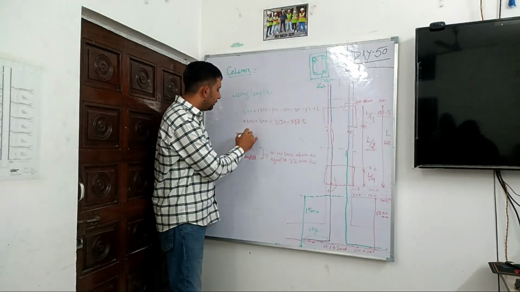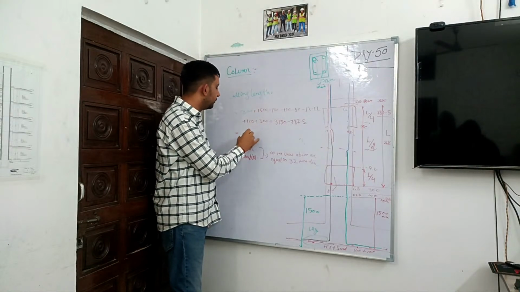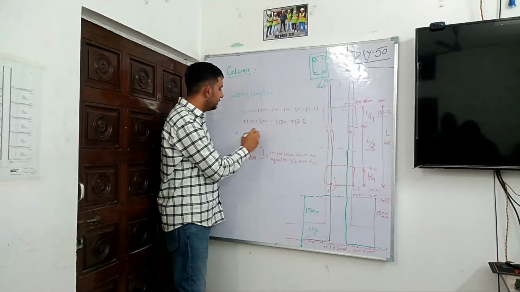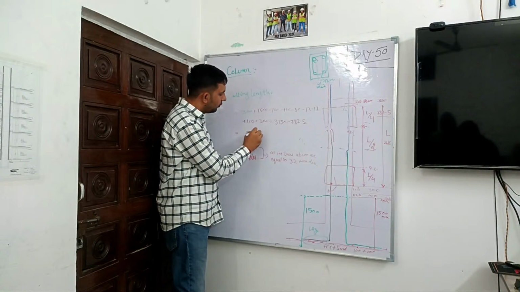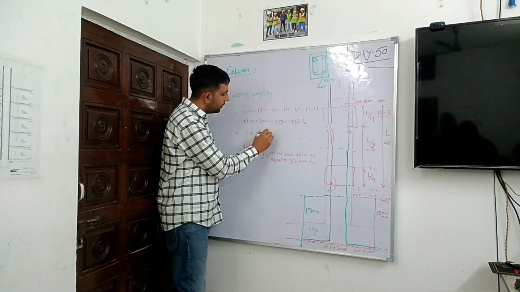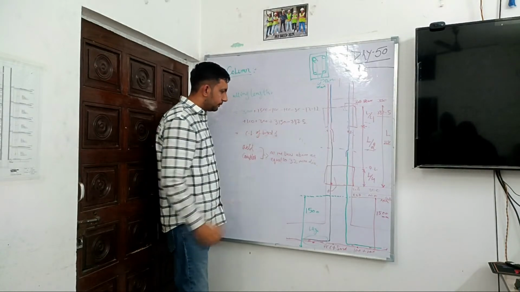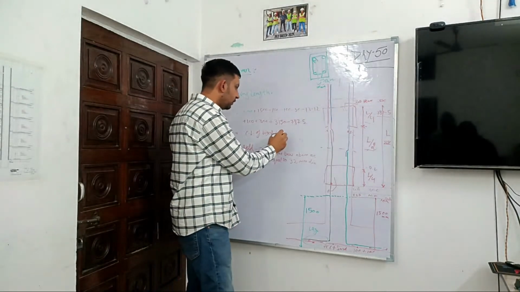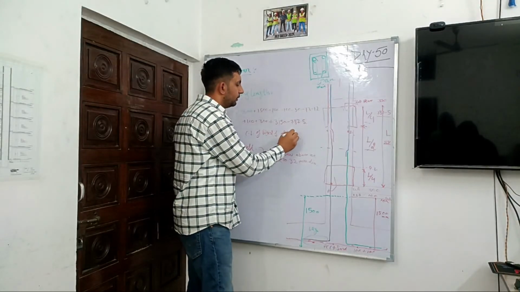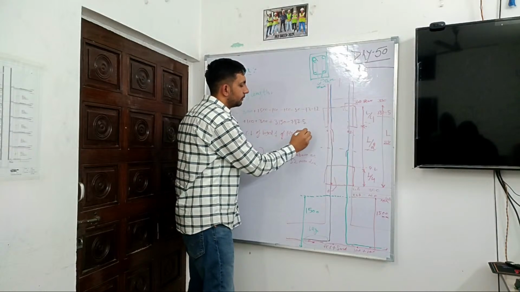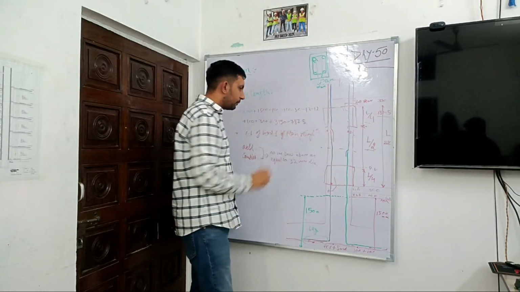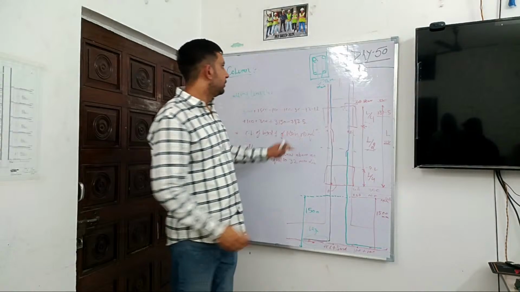So after doing the complete solution of this, we will easily get the cutting length of rod 1 of the main reinforcement. So we discussed these two.